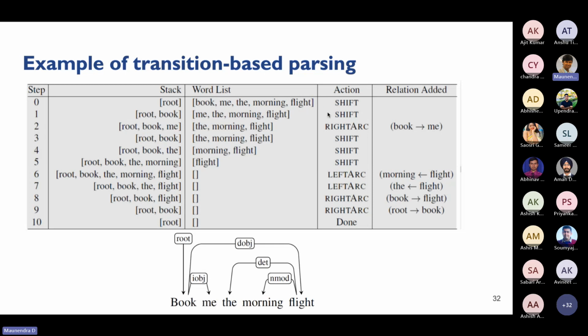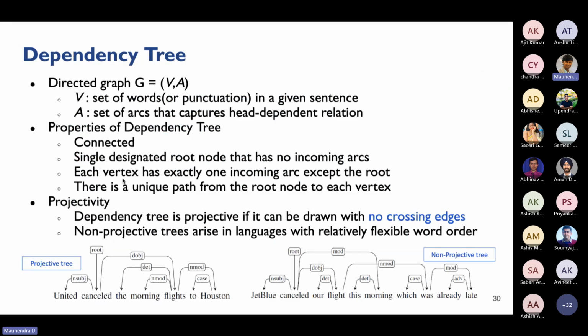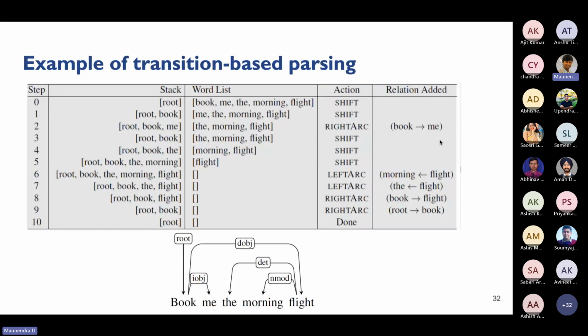Now we again ask the oracle what we should do. It says right arc. Right arc means top minus one to top. So this is top minus one, and this is top. We have an edge from book to me, which is the edge added, and the word me, which is the destination of the edge, is removed. Why so? Because every vertex has exactly one incoming arc except the root. Now this word me already has an incoming arc, so it can be dropped. So here we have root and book, and the word list remains the morning flight.